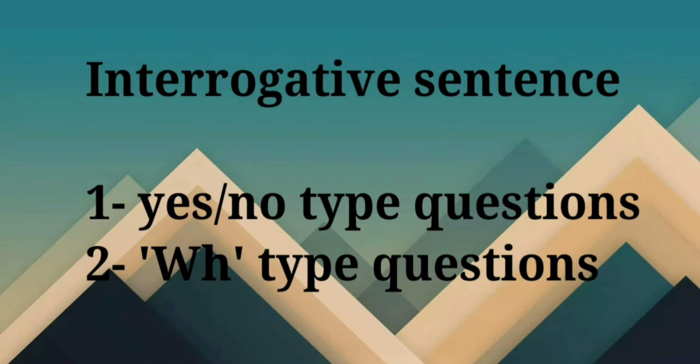Next are interrogative sentences. We use interrogative sentences to ask questions. We have 2 kinds of interrogative sentences. First, yes-no type questions. Second, WH type questions. Yes-no type questions are answered in yes or no, so they are called yes-no type questions. WH type questions always start with a WH word like what, who, when, where. That's why they are called WH type questions.